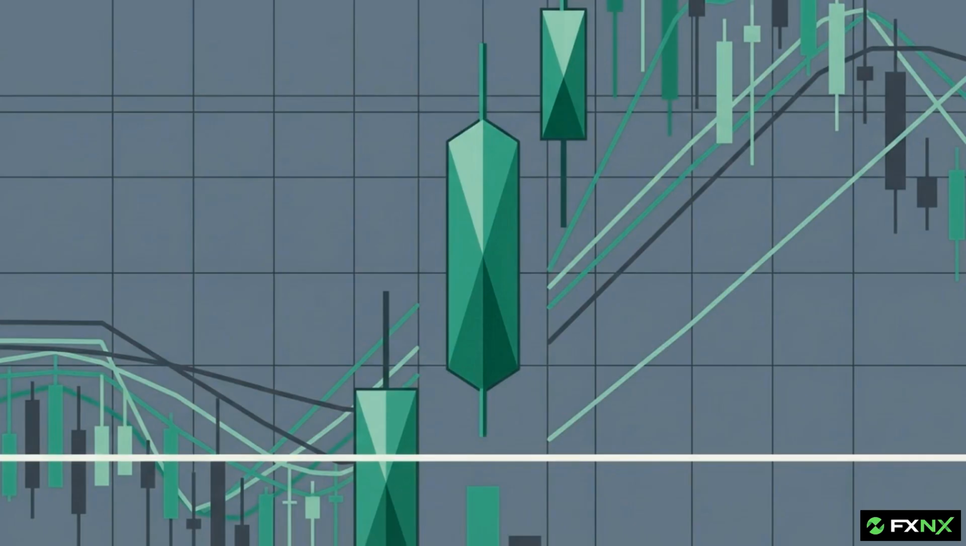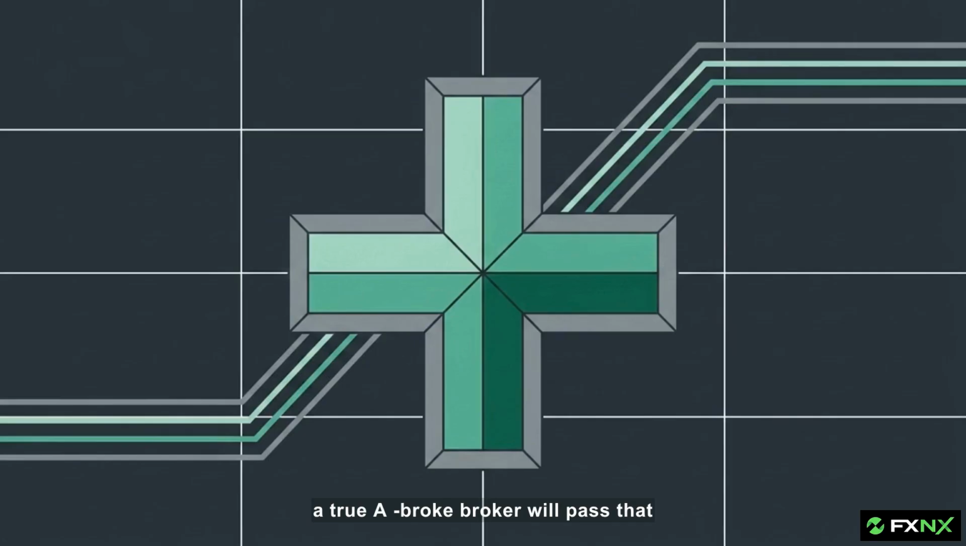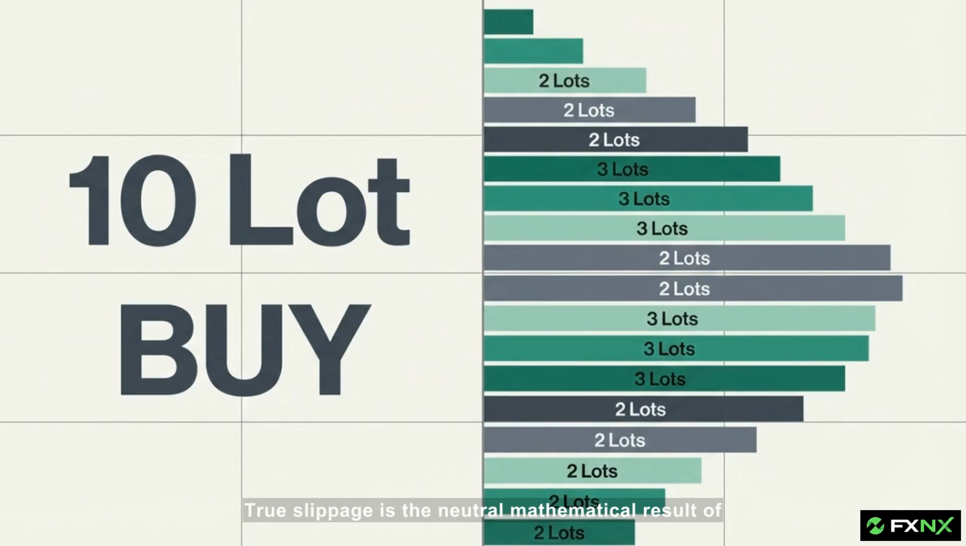This works both ways. If the market moves in your favor during transit, a true A-book broker will pass that price improvement to you, resulting in positive slippage. True slippage is the neutral mathematical result of your trade volume interacting with available market supply.